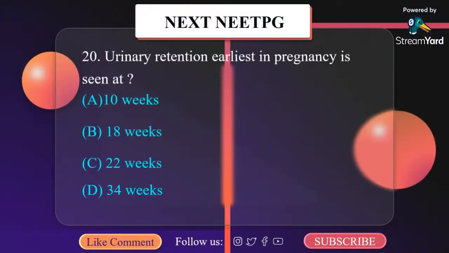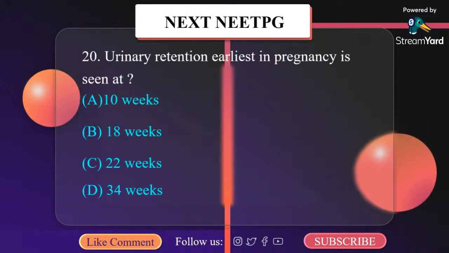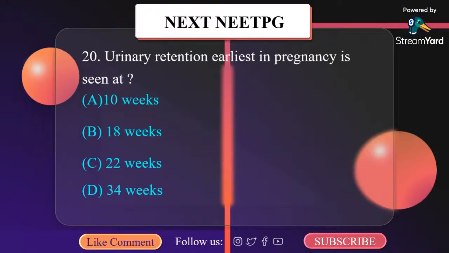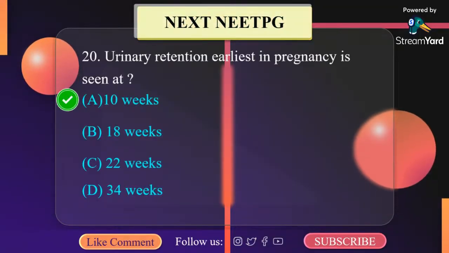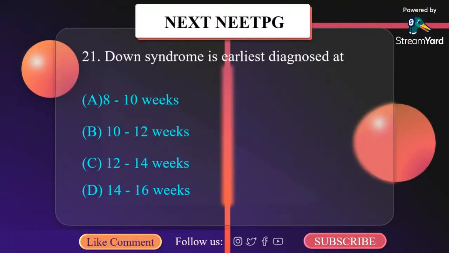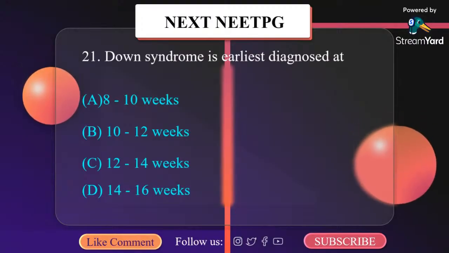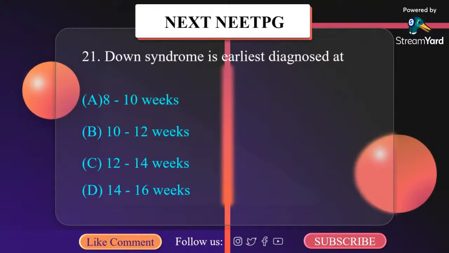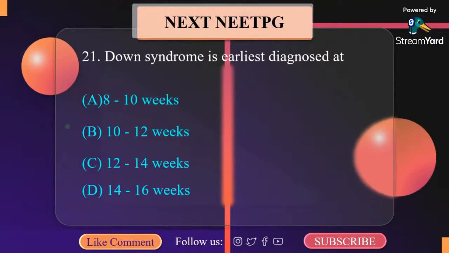Urinary retention earliest in pregnancy is seen at: A. 10 weeks, B. 18 weeks, C. 22 weeks, D. 34 weeks. It is 10 weeks. Down syndrome is earliest diagnosed at: A. 8 to 10 weeks, B. 10 to 12 weeks, C. 12 to 14 weeks, D. 14 to 16 weeks. It is 10 to 12 weeks.